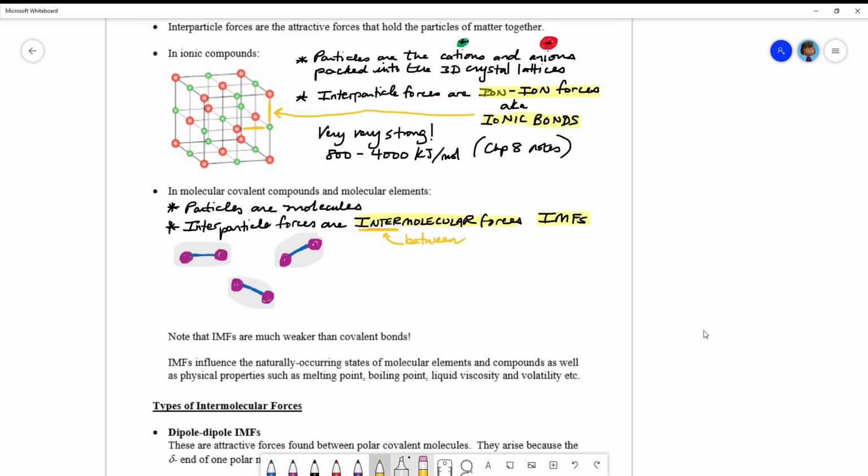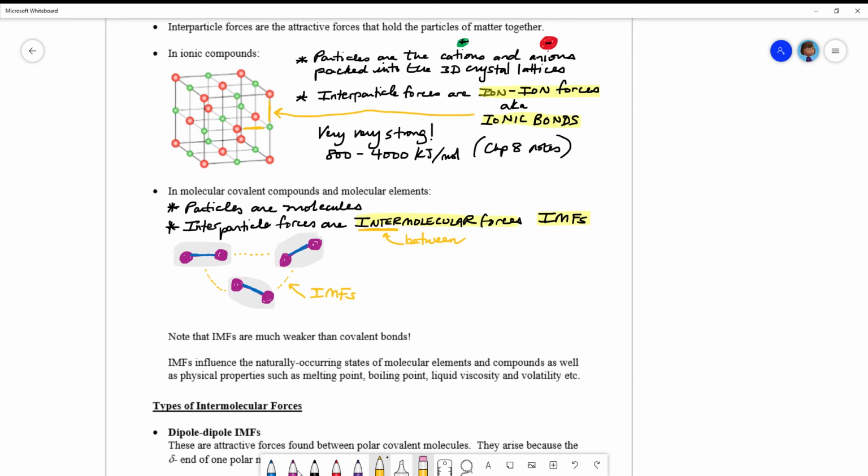And these attractions are often shown as a little dashed line. I'm going to show it as a little dashed line in yellow. So this molecule is attracted to this one, and this one with this one, and this one with this one. They're all attracted to each other. And these little yellow dashed lines here represent our intermolecular forces. They're the forces between the molecules that keep them all together.